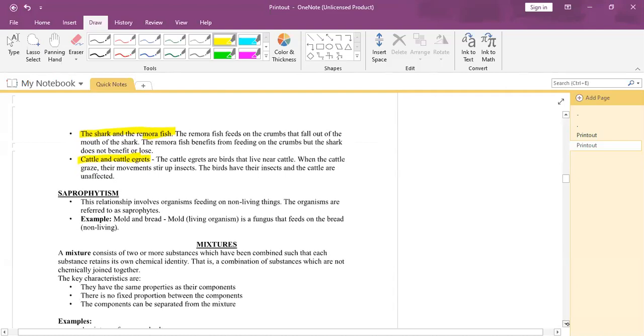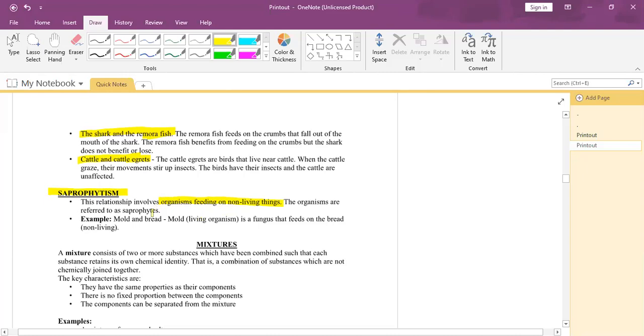And then the fourth one is saprophytism, or saprophytic relationship. This relationship involves an organism feeding on non-living things. So the key word is the organism feeds on non-living things, right? We call the organisms saprophytes.